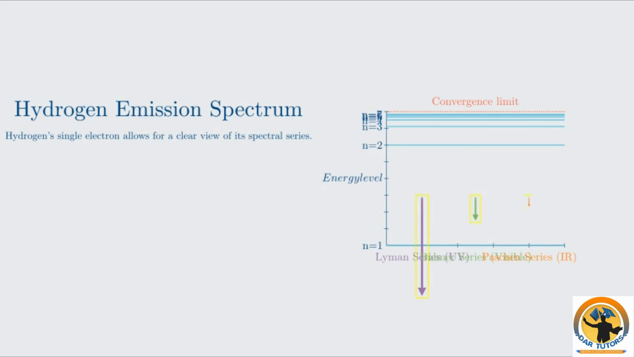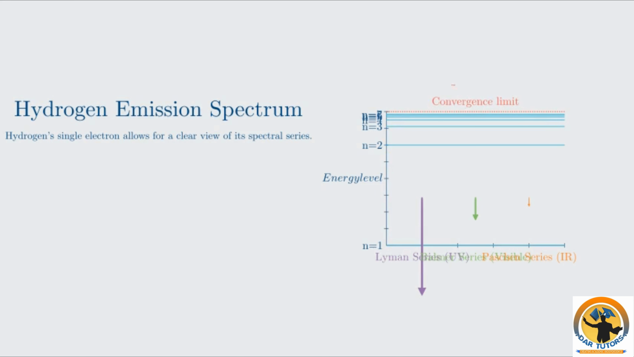Notice two key features of these spectral series. First, the lines within each series get progressively closer together as the initial energy level increases. This is called convergence. Second, the spacing between the energy levels themselves also decreases as you go further from the nucleus. They become more closely spaced at higher energies until they merge into a continuum.